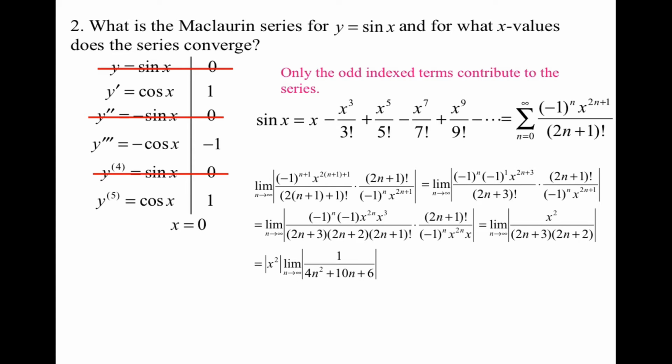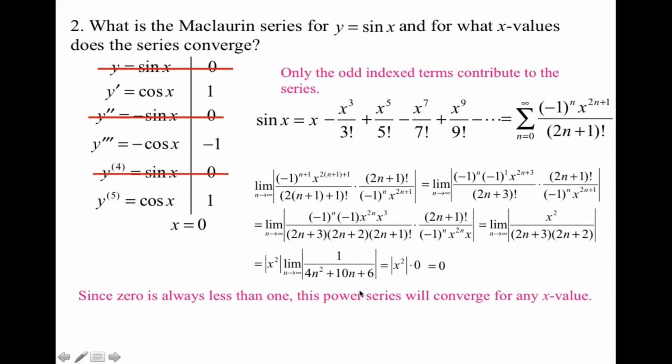I can pull out the absolute value of x squared, and I went ahead and distributed through the bottom. So when I plug in infinity, I'm going to get 0 times the absolute value of x squared, which is 0. And 0 is always less than 1, so this power series will converge for any x value. So the interval of convergence is all real numbers.